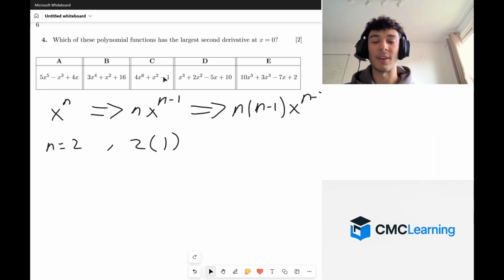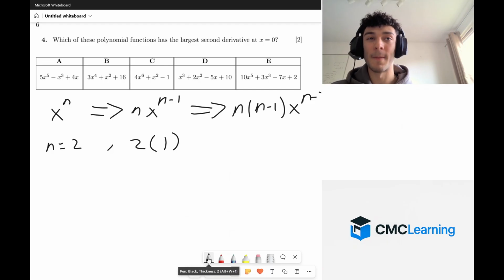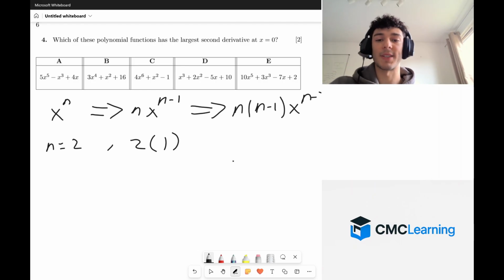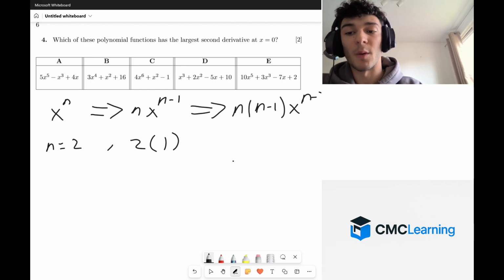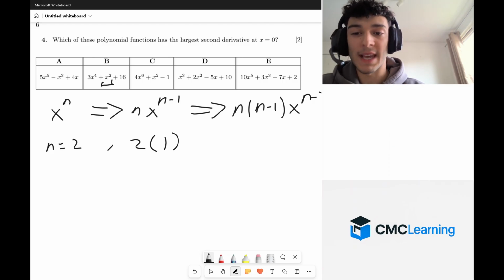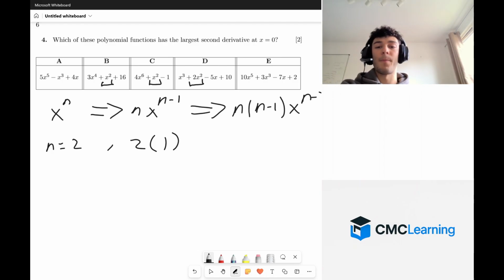So we looked at n greater than 2. That would just give us 0 when x is equal to 0. For terms less than 2, the first derivative is always already going to turn that into a constant. If we do the second derivative, that constant is going to go to 0. So what we should be looking at in each of these options are these powers of 2. For example, x squared. A doesn't have an x squared term, so we can ignore that. B has an x squared term, C has an x squared term, D has a 2x squared term, and E does not have an x squared term.